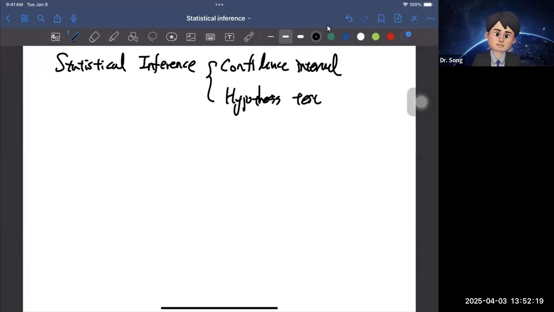Hey guys, so in this video, I'm going to cover statistical inference. Statistical inference is basically two things. One is about the confidence interval and the other one is about the hypothesis test. In this video, I'm going to talk about the two parameters.